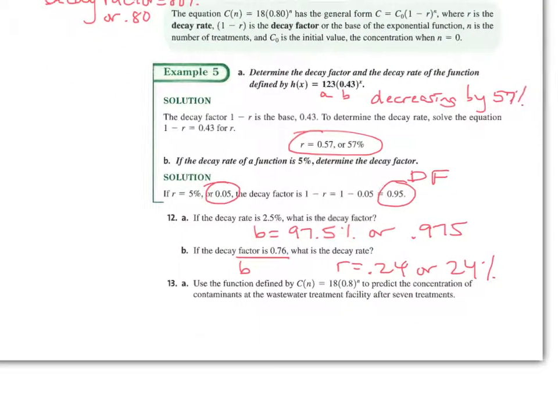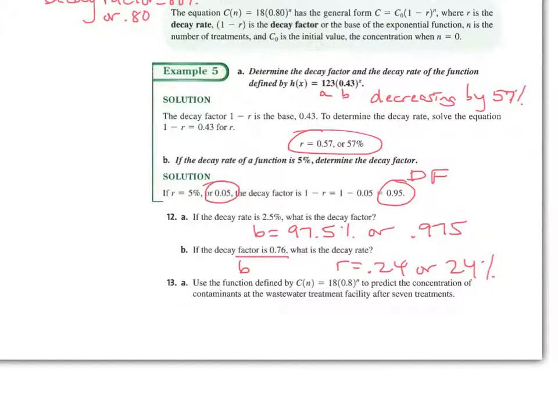Okay, so let's come back to this function one more time. Use that function to predict the concentration after 7 treatments. So we're really finding C of 7. We're going to do 18 times 0.8 to the 7th. And we're going to end up coming out to 3.7 micrograms still left after 7 treatments.